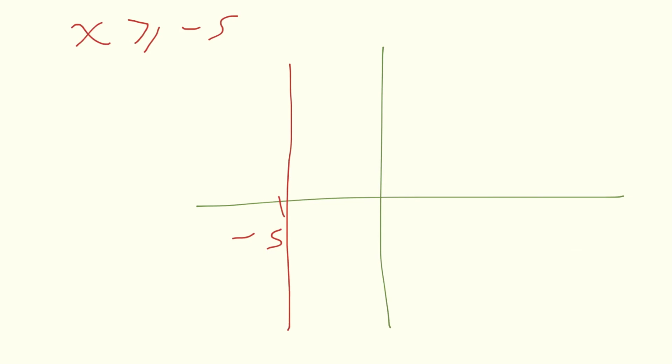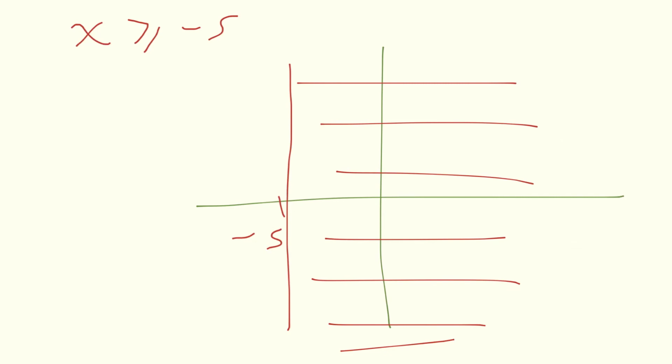Okay, and then I should have shading on the right, because this is bigger. I want my solution to be bigger. Bigger means to the right. So that means I have to shade all this. Clear now? Yes. Okay, let's do another one.